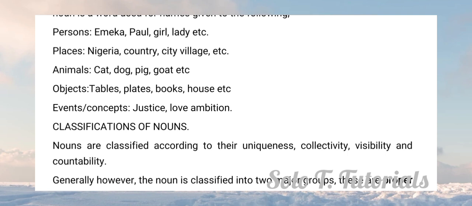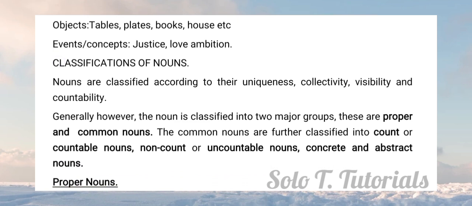An event or concept, that is, concepts that appear only in the imagination. And we have justice, love, and ambition. So when it comes to classification of nouns, we refer to concepts as abstract nouns. So let's get to classification of nouns.